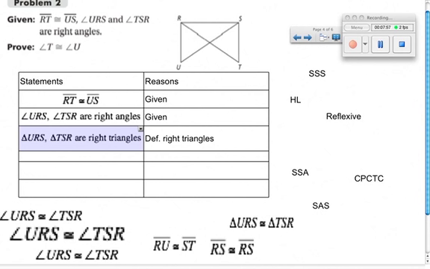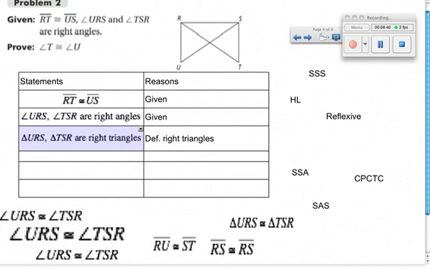It's all right. They were absent on Friday. It's understandable. The hypotenuse of a right triangle is the side opposite the right angle. It's also the longest side. Okay, so I've given away some information here. I've told you that eventually we're going to use hypotenuse leg to say that these two triangles are congruent. I've told you that RT and US are the hypotenuses of these right triangles. In order to use the hypotenuse leg theorem, I need a pair of legs to be congruent.